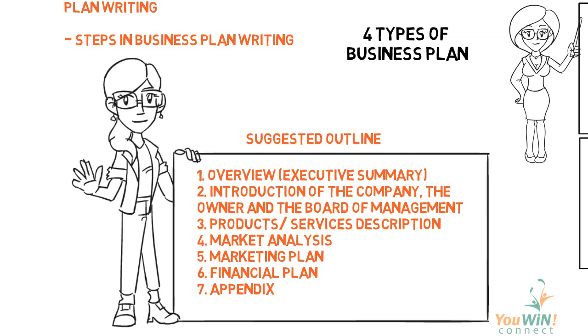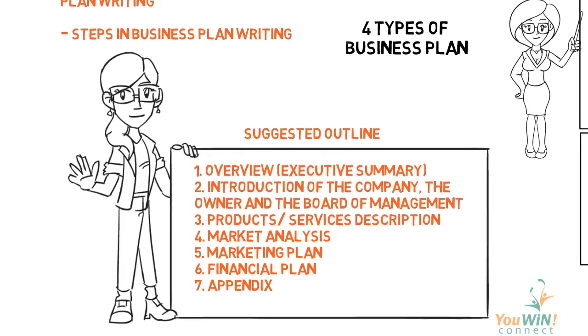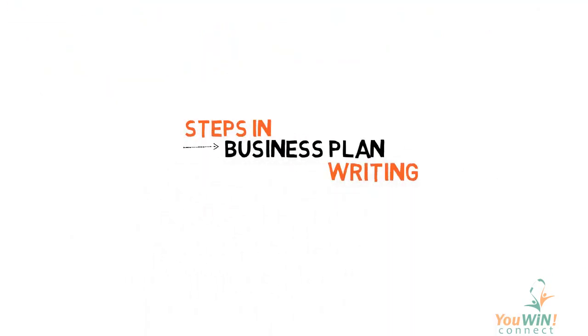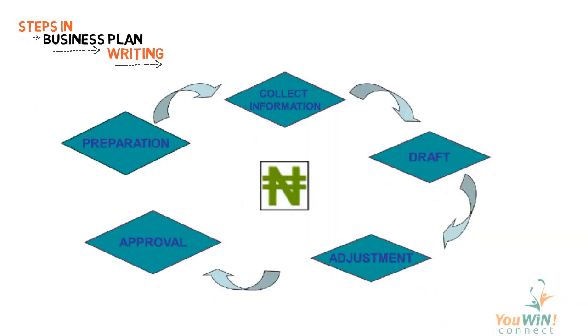Then you have products and your service description, you have your market analysis, you have a marketing plan, and then you have your financial plan, and you can put every other thing as appendices. Let's look at the steps in writing a business plan.